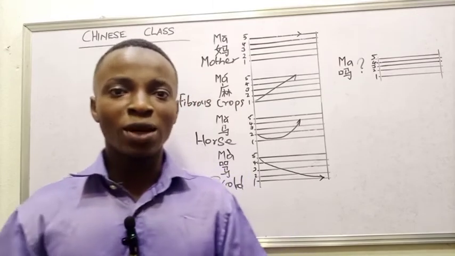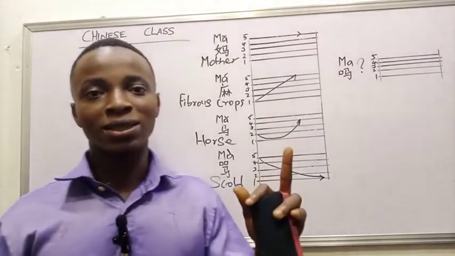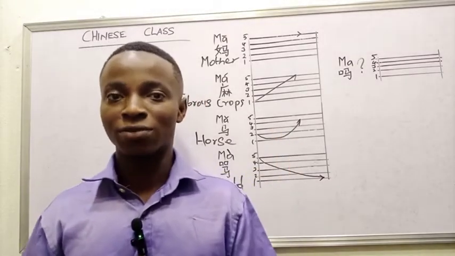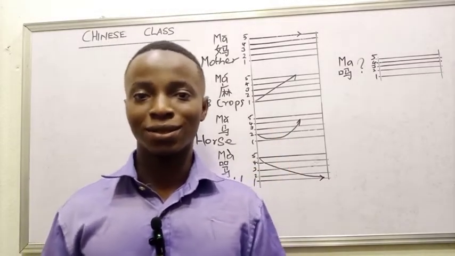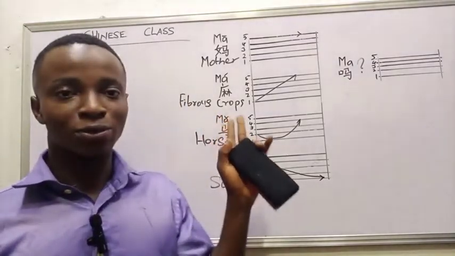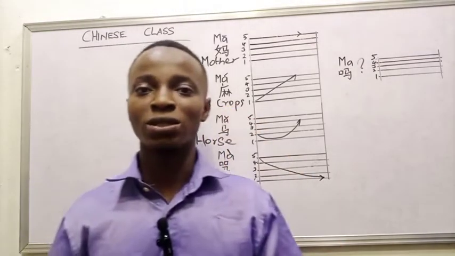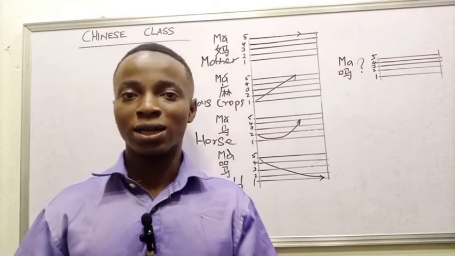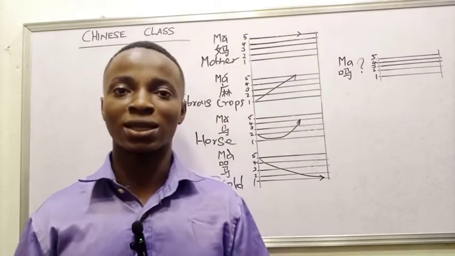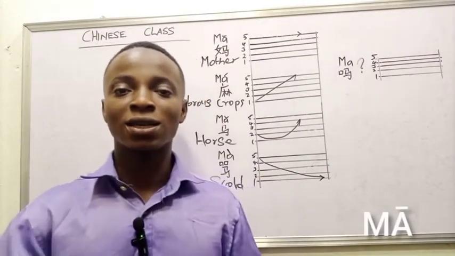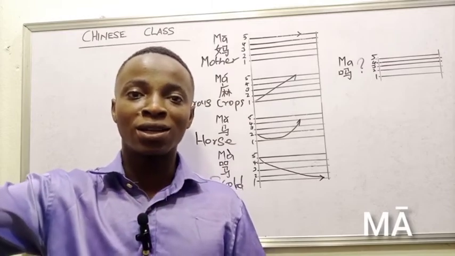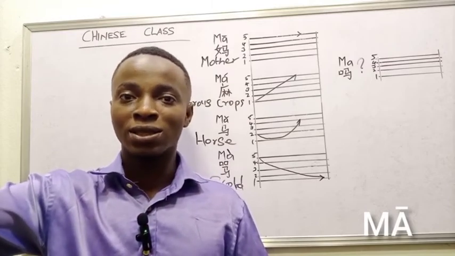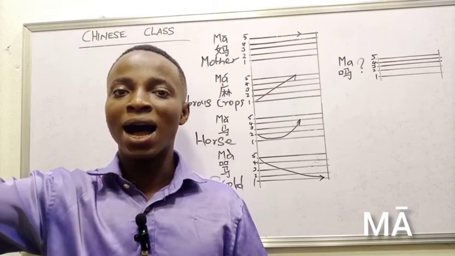So now we are able to learn the five tones and their differences. So with these vocabularies written, let's practice the tones once again. The first one is ma. Repeat after me. The flat tone, ma.